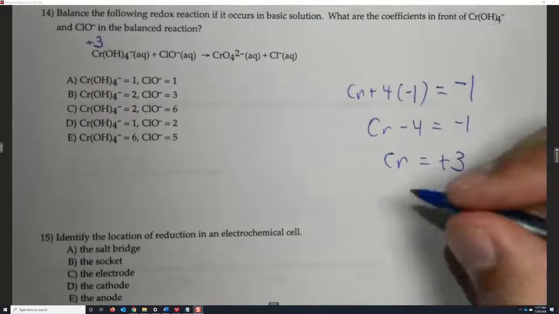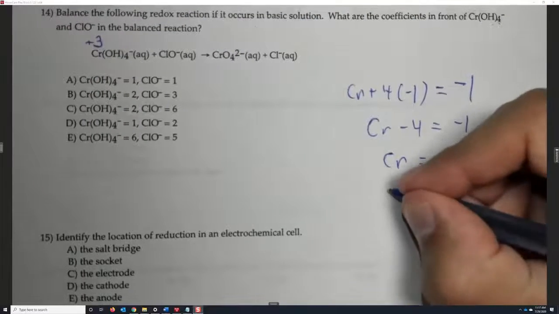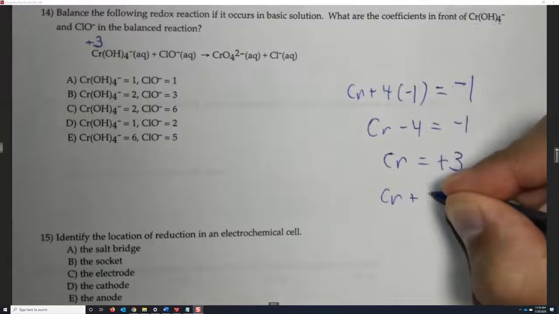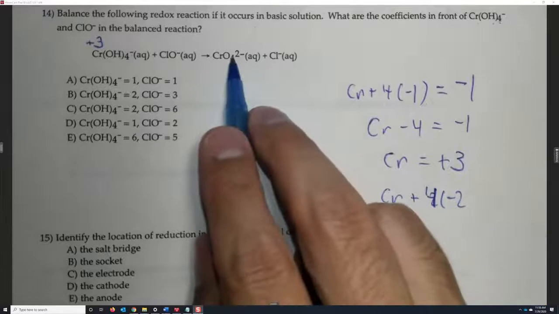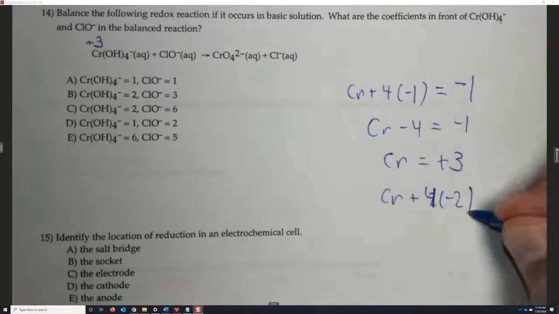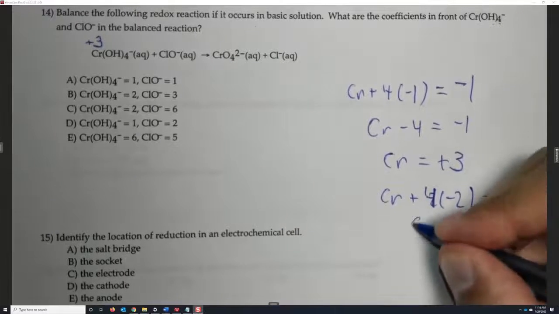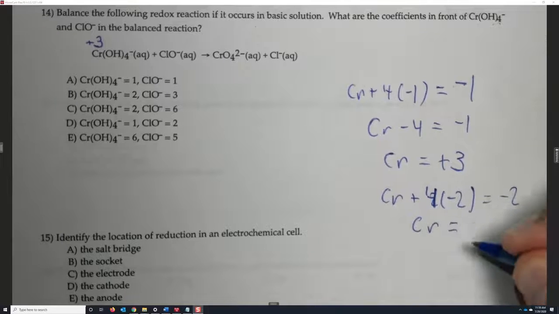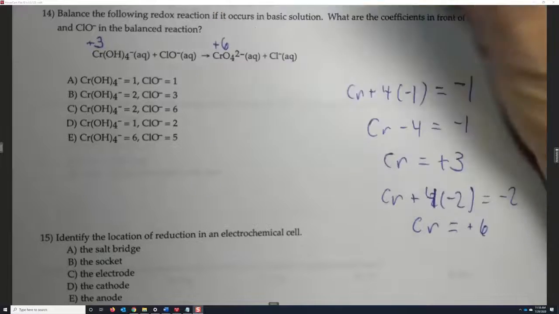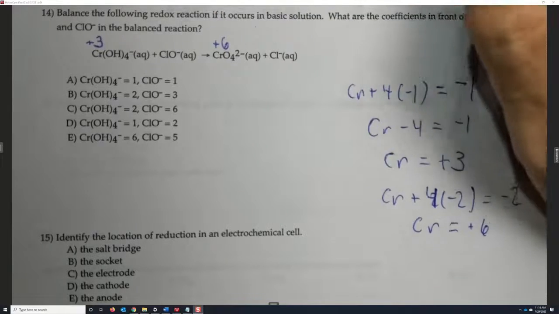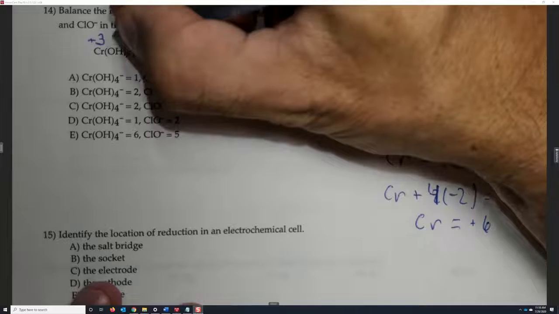What about on this side? So on this side, we have Cr plus 4 times minus 2. There's 4 oxygens, each with a minus 2 charge, equals minus 2. And when we do that, chromium equals plus 6. So chromium went from plus 3 to plus 6.